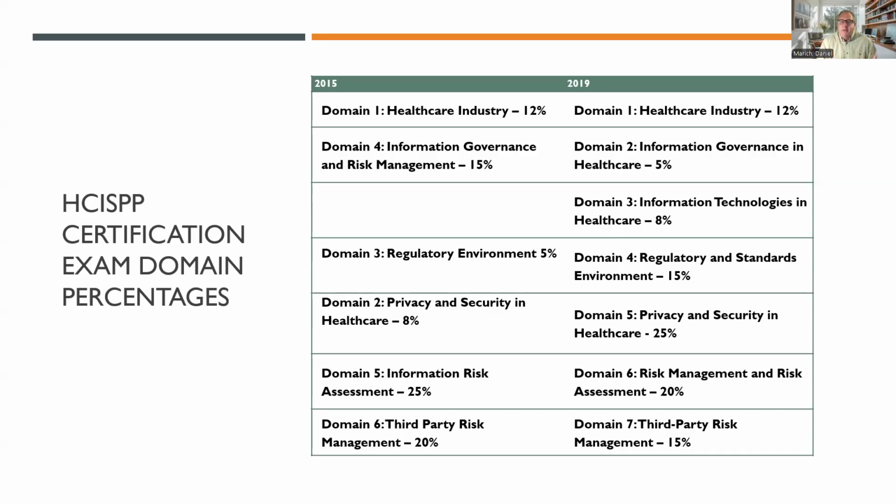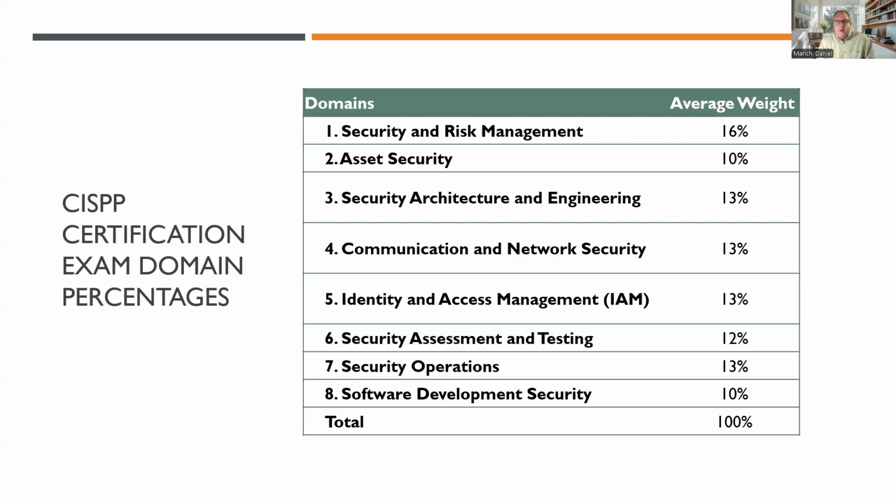So clearly, information risk assessment is a big one. And domain 5 is heavily pulling from NIST 800-30. So that lecture, if you watched it already, I already emphasized that that's the most important lecture to watch. We'll get into all of that.